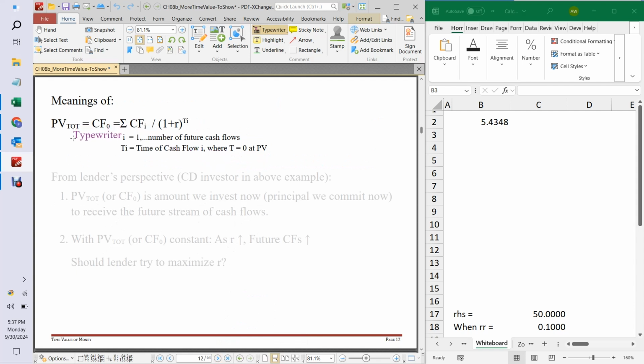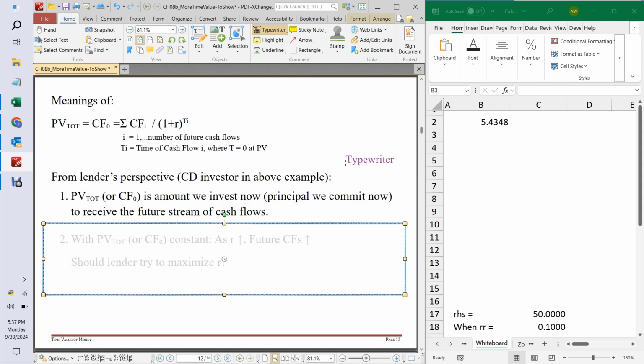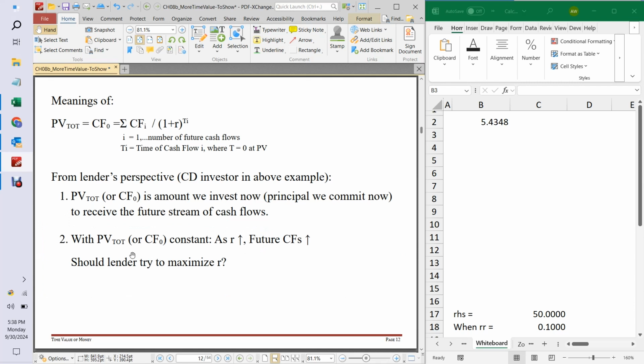So how should we think of this? Let's do what we did with two cash flow problems and look from a lender's perspective and also from a borrower's perspective. Starting with a lender's perspective, so this would be a CD investor. If you're a CD investor, you're a lender, you're loaning your money to that CD company. We'd say that PV tot is the amount that we invest now, or we could say the principal that we commit now to receive the future stream of cash flows. The second thing we could note here is that if we hold the amount we can invest constant, let's say we can only invest $10,000, as the interest rate we charge as the lender goes up, the future cash flows that we get go up.